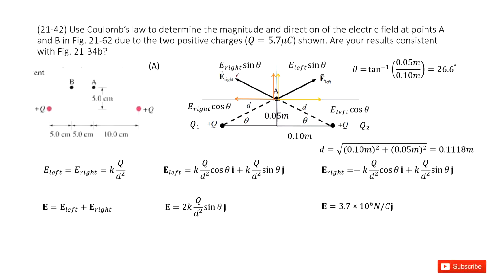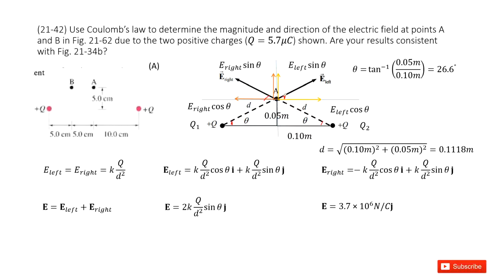And both E left and E right are vectors. If we want to find the sum of these two vectors, we can project E left and E right into the X component and the Y component. Agree? We can see this angle, we call it theta. This angle is equal to this angle, and this angle equals this angle. So these two angles are equal to theta in these triangles.